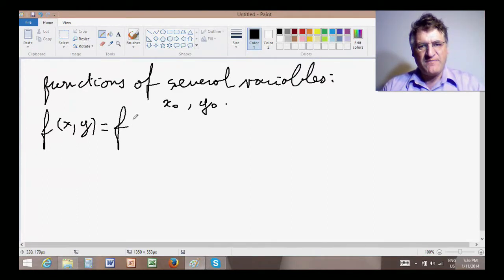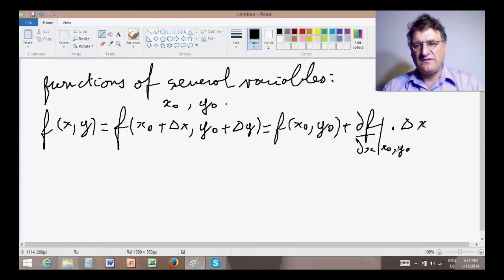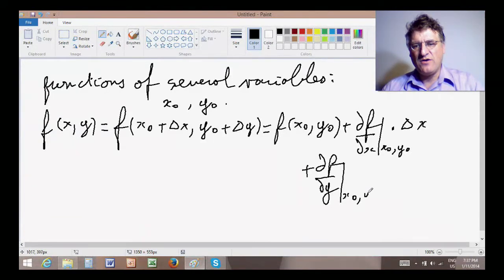Then we're going to write that f of x0 plus delta x, which is the difference between x and x0, y0 plus delta y, is also equal to f of x0, y0 plus partial f, partial x, expressed at x0, y0 times delta x plus partial f, partial y, expressed at x0, y0 times delta y.